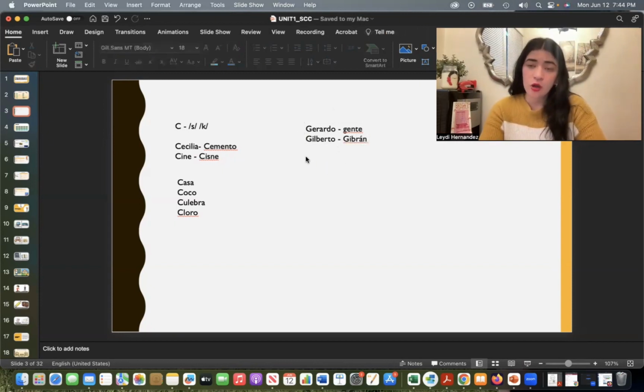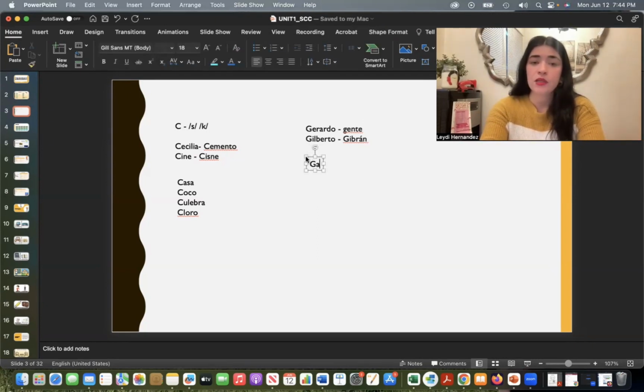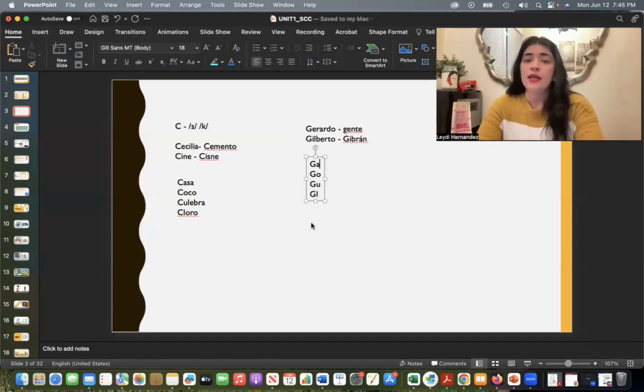And the strong sound of the G sounds like go, like gold or go. And the vowels will be GA, GO, and GU. Also, if it is a consonant, let's think of GL. This is not ja, this is ga. Gato, cat.